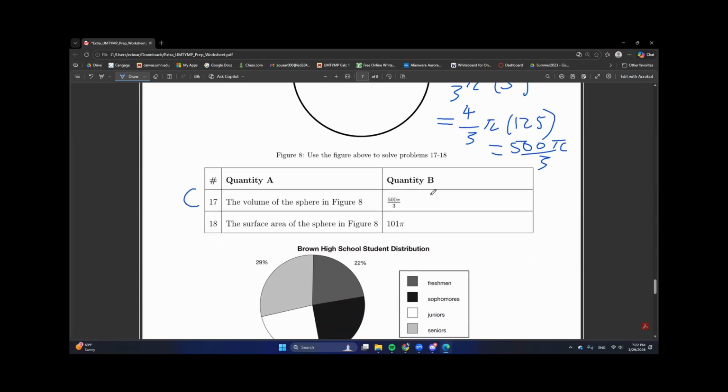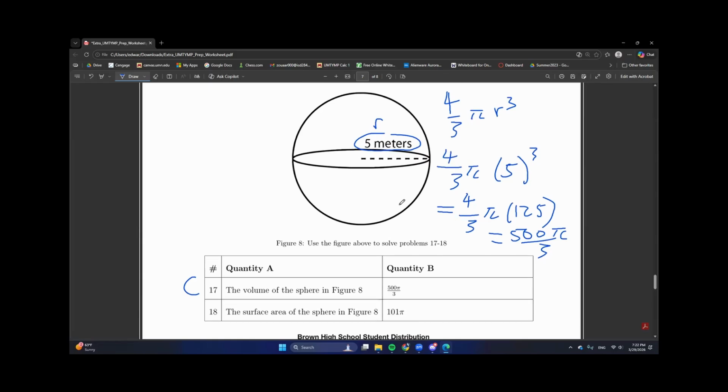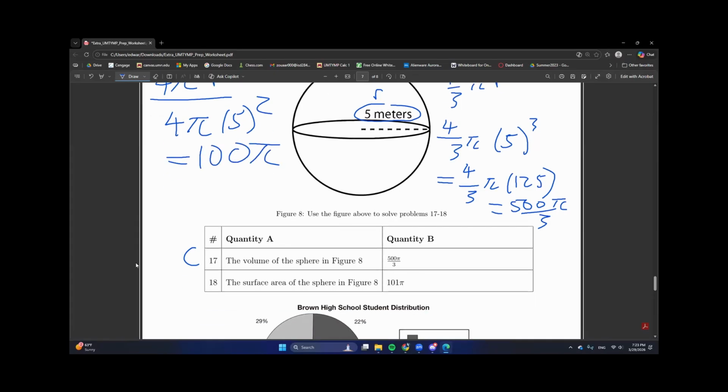For 18, now we want to find the surface area. Remember, the surface area of a sphere is 4 pi r squared. So we just plug in our 5 here, and we get 4 pi times 5 squared, and this is 100 pi. So 101 pi is bigger, obviously, so the answer is B.